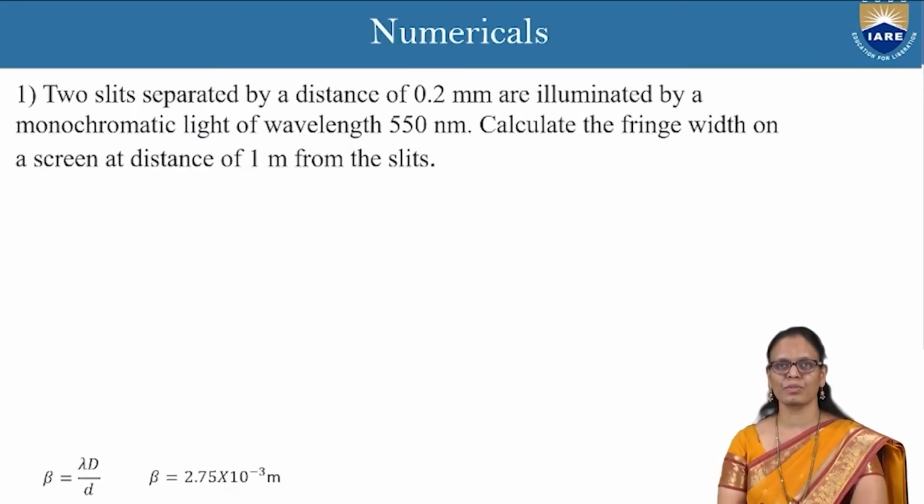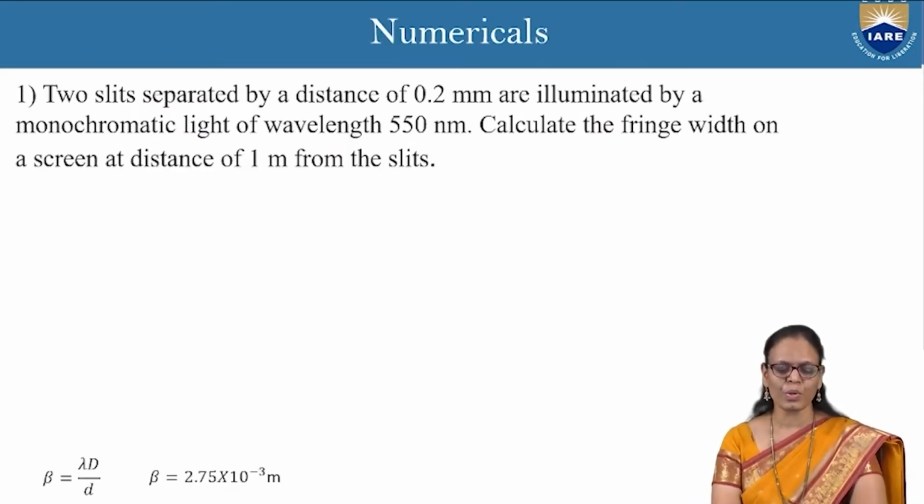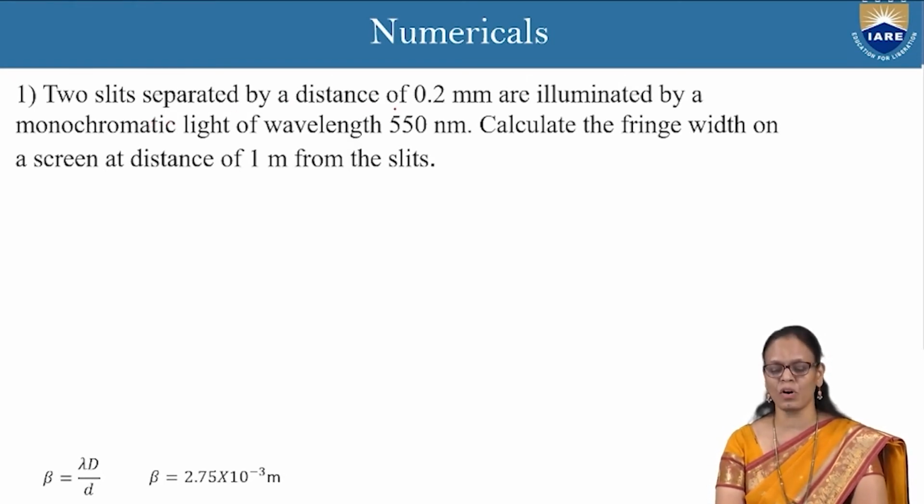Now coming to the first numerical. Two slits are separated by a distance of 0.2 millimeter and they are illuminated by a monochromatic light of wavelength 550 nanometer. Calculate the fringe width on a screen at a distance of 1 meter from the slits.